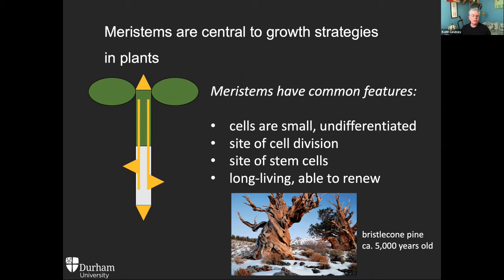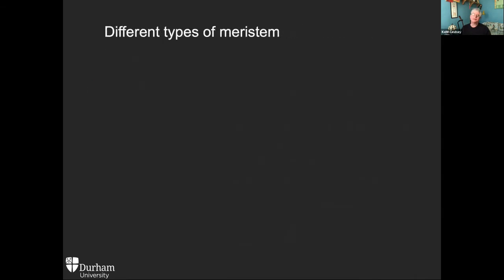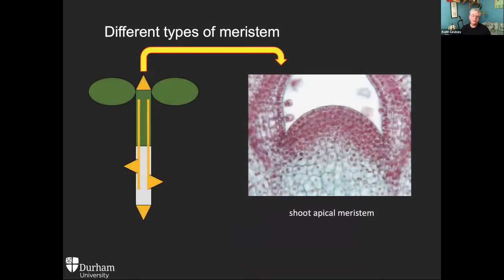So I want to say a little bit about the different types of meristem that there are in plants. So we'll start off with the shoot apical meristem here. This is what a longitudinal section through a shoot apical meristem looks like, and you can see that the cells all look the same sort of shape and size. They're not differentiated, and they divide very slowly, particularly in the center of this meristem.